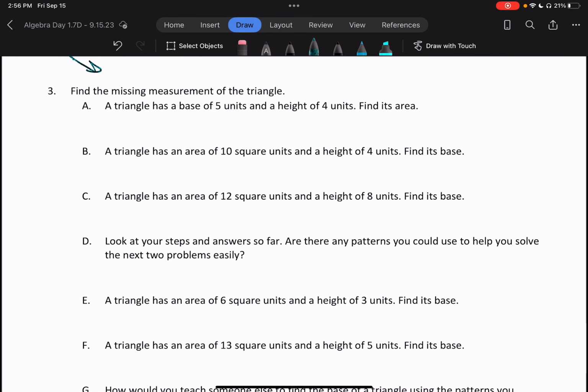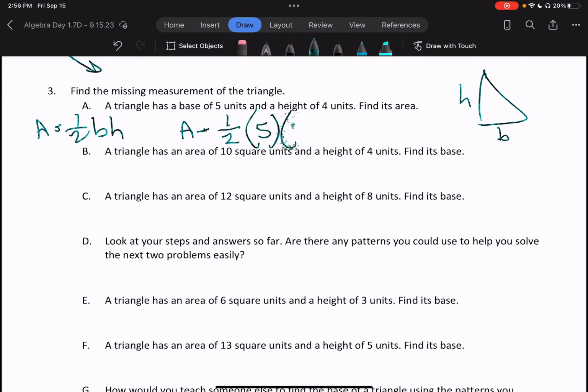Now, the triangle piece, again, is very similar. So if we have the area of a triangle equals 1/2 the base times the height. Just to help you visualize this, the base is down here, and this is the height, okay? So if it has a base of 5 units and a height of 4 units, this would be 1/2 times 5 times 4. 5 times 4 is 20. 1/2 of that equals 10. If you wanted to, 1/2 of 5 is 2.5, and 2.5 times 4 is also 10. And again, these are 10 square units, whatever those units are.